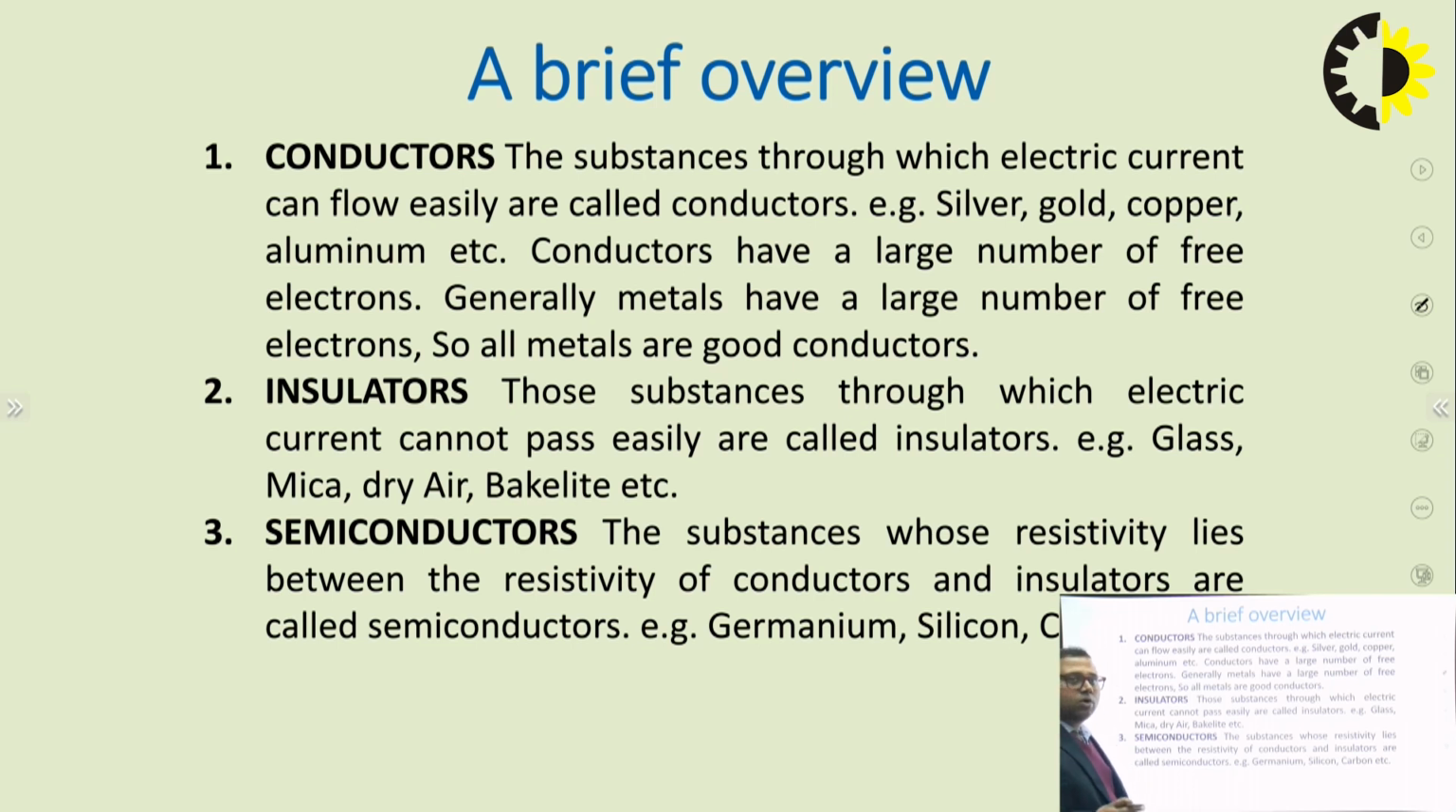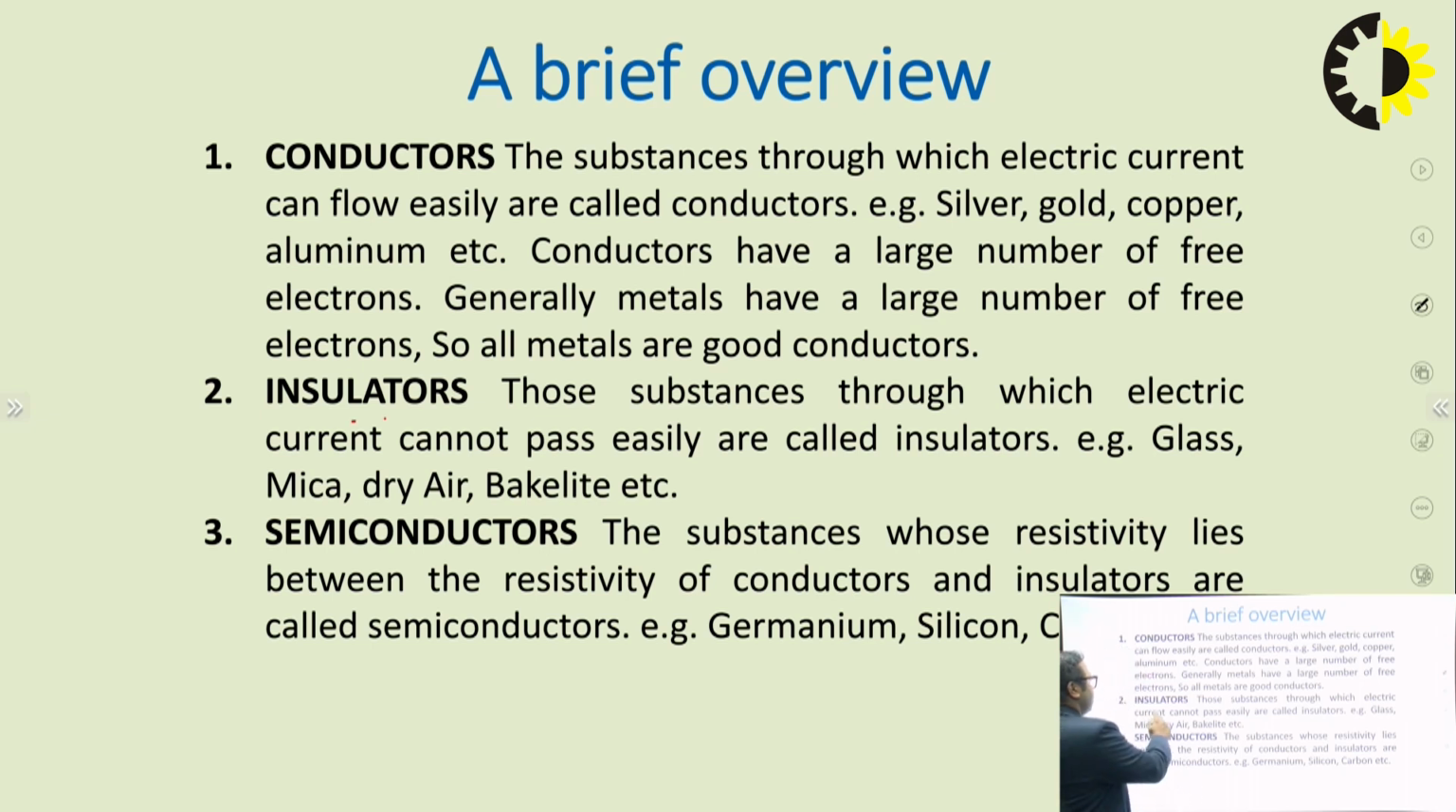Materials like silver, gold, copper, and aluminum generally come under the conductors, and these conductors have a very large number of free electrons. These free electrons carry charges from one point to another. So the flow of charges is possible in conductors, and all metals are generally good conductors because in all conductors the electrons are generally free.